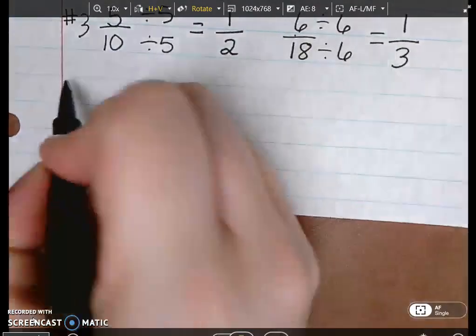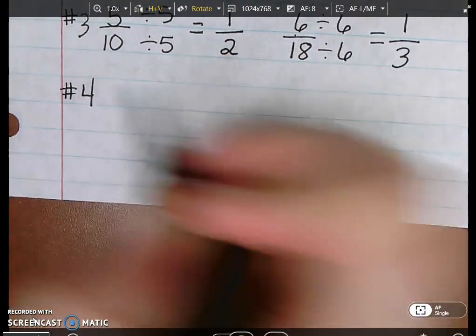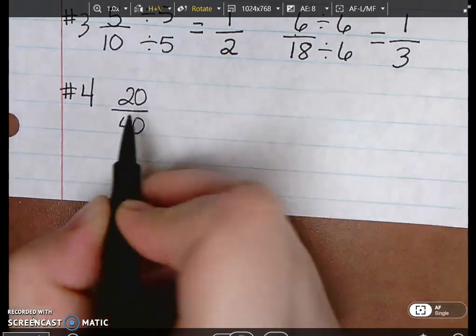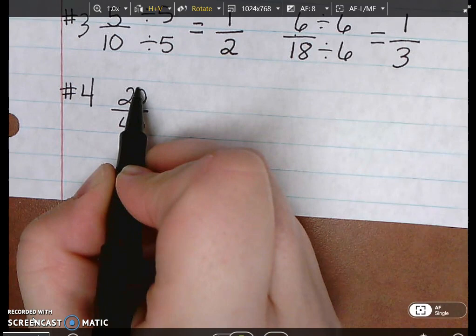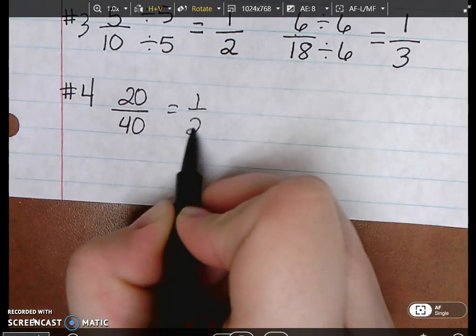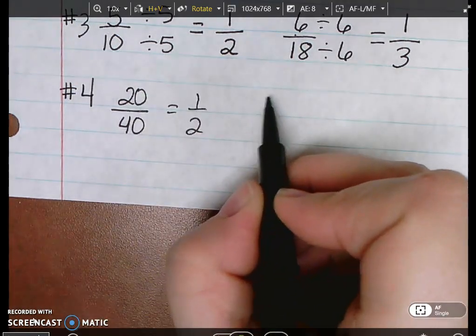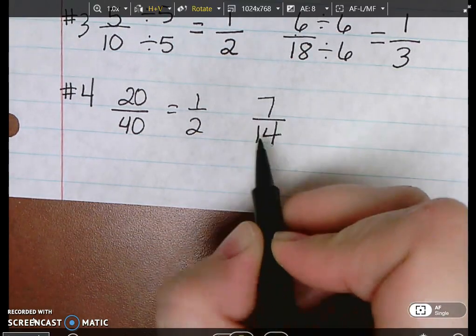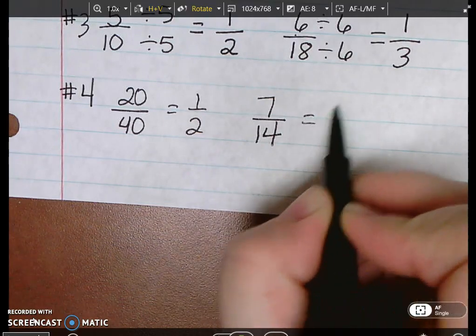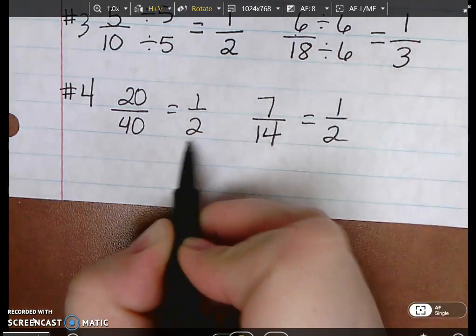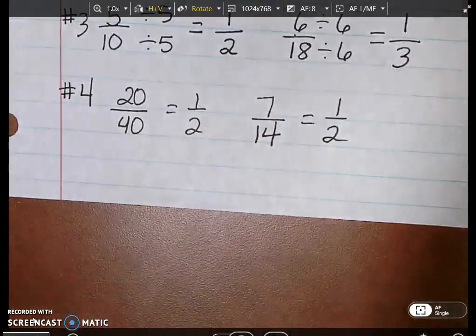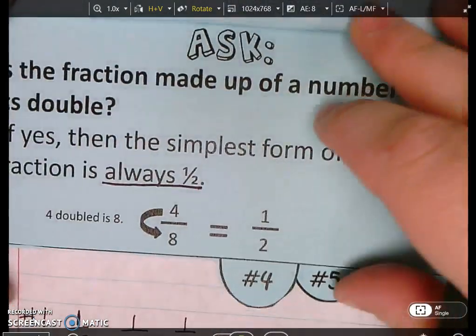So like number 4, I could have 20/40ths. Well, 40 is double 20, so this one equals 1/2. I could have 7/14. 7 doubled is 14, so that means this would equal 1/2. So the simplified version of both of these would be 1/2. Let's look at number 5.